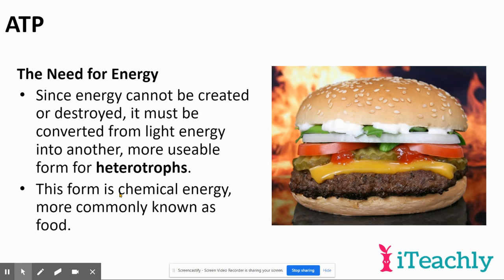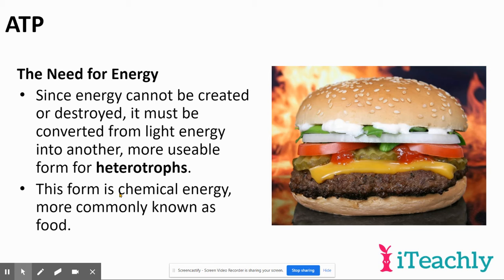Since energy cannot be created or destroyed, it must be converted from light energy into another, more useful form for heterotrophs. And this is food. Basically, we get our energy from carbohydrates and fats. Carbohydrates are more short term energy, and fats are more long term energy. Fat is a more efficient way to store energy because it has those long carbon and hydrogen bonds, so there's a lot more energy in a gram of fat than in a gram of carbs.